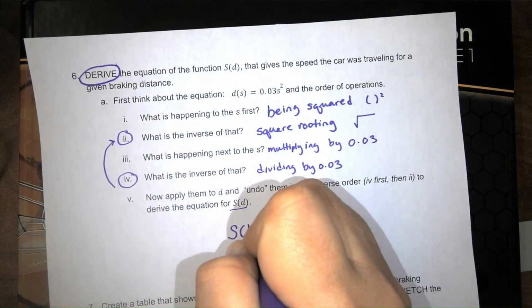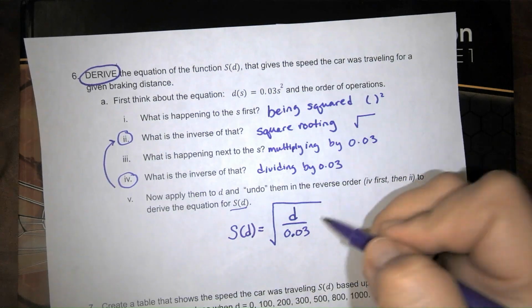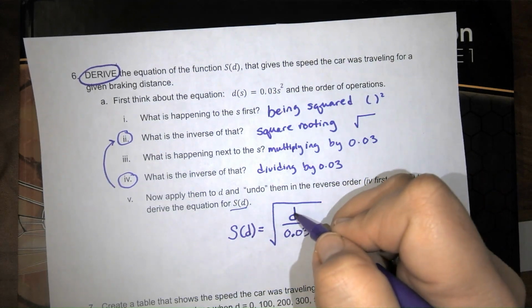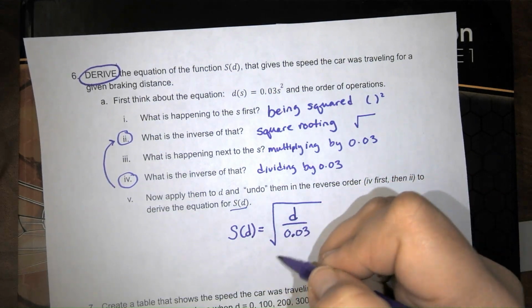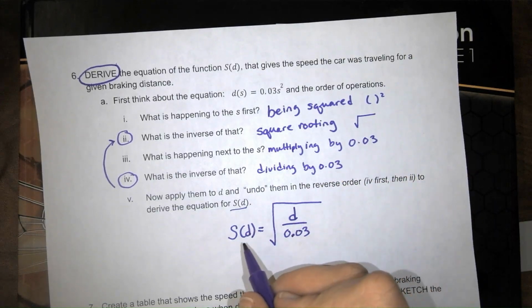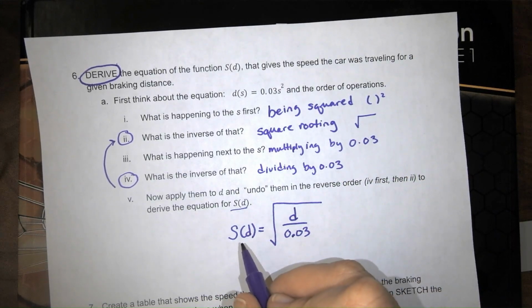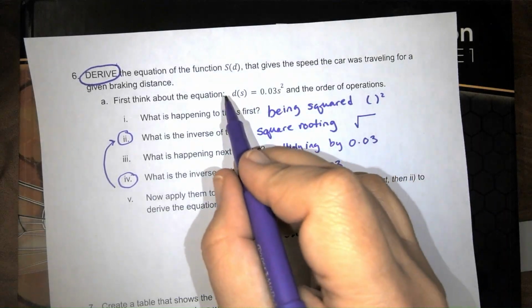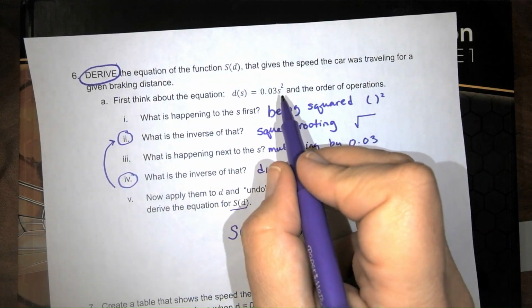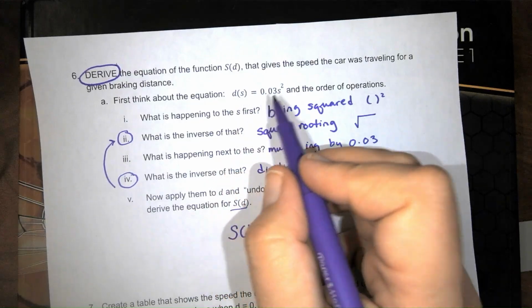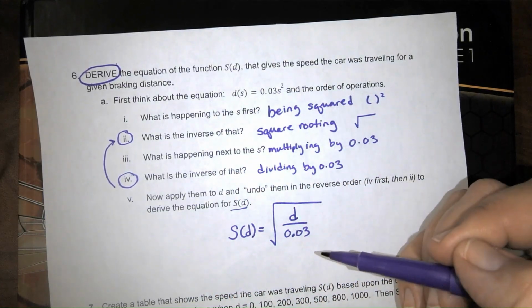So if I want to know the speed, but I have the distance, I'm going to put my distance here, divide it by 0.03, and square root my answer. This formula gives us the speed if we know the distance. This formula up here, if we know the speed, we can calculate the distance. So which one you use depends on which one you know.